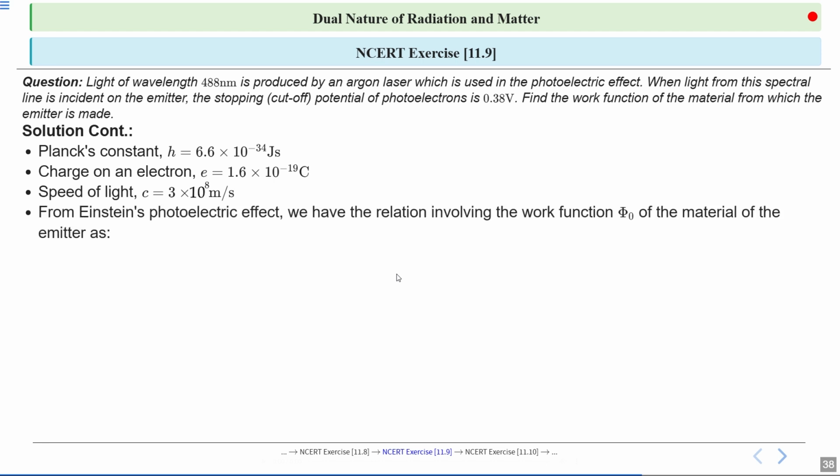And from Einstein photoelectric effect, we have the relation involving the work function phi naught of the material of the emitter, as eV0 is equal to hc divided by lambda minus phi naught. So phi naught equal to hc divided by lambda minus eV0.